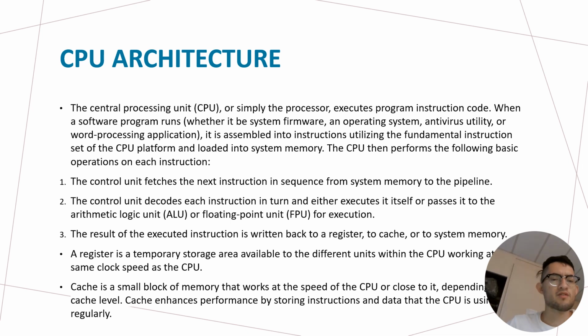A register is simply a storage area available to different units, working at the same clock speed as the CPU. Cache is a small block of memory that works at the speed of the CPU, or close to it, depending on the cache level. Cache enhances performance by storing instructions and data the CPU is using regularly.